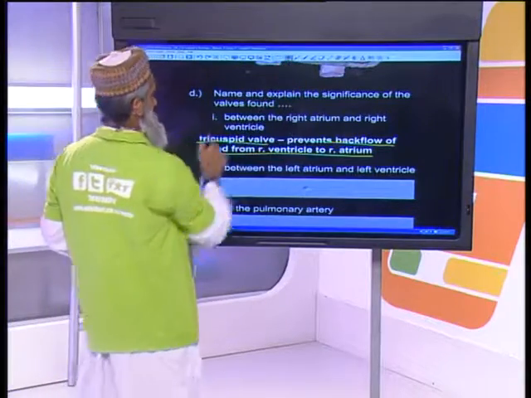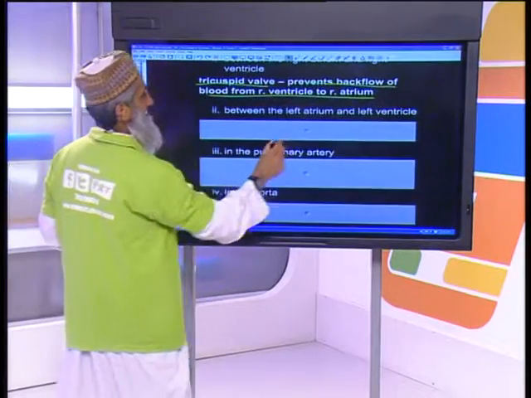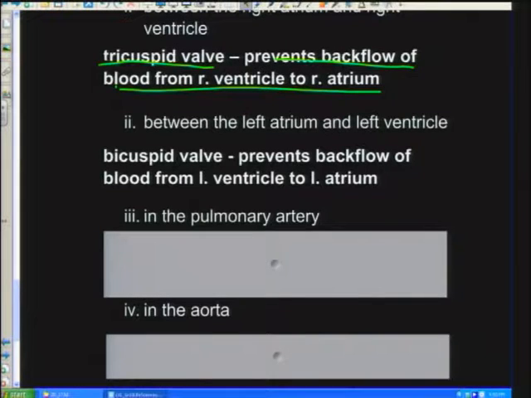The next one says between the left atrium and the left ventricle, that will be the bicuspid valve or mitral valve. It prevents backflow of blood from the left ventricle to the left atrium.